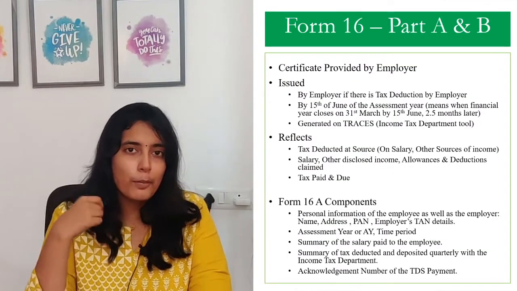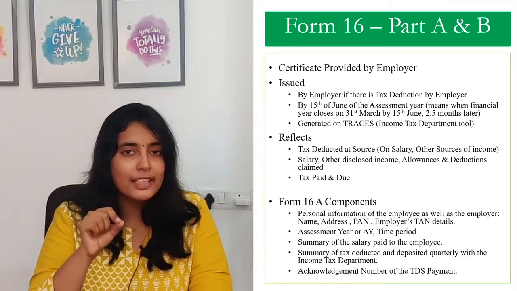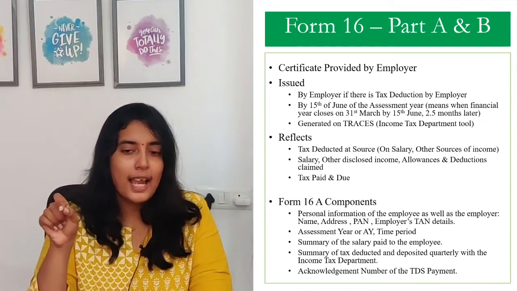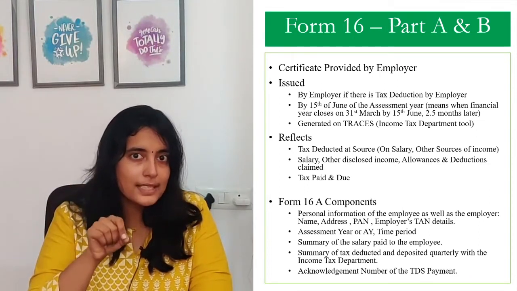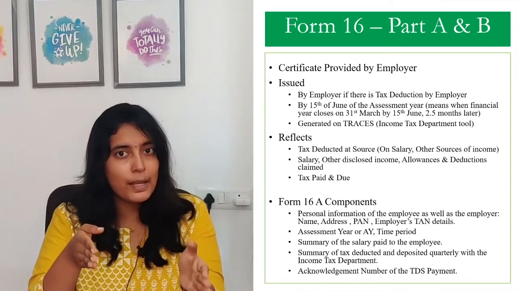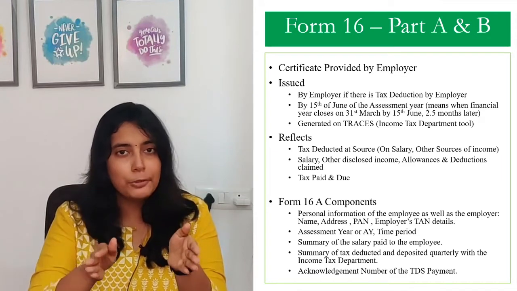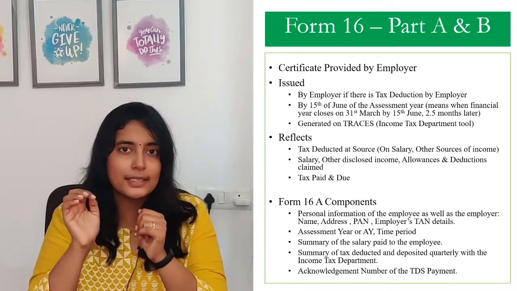Now let's talk about Form 16. Form 16 is issued by your company to you if they deducted tax on your salary, and they will issue this Form 16 by 15th of June every year. The financial year ends by March, and within 2.5 months they will issue this Form 16 which you can use to file your final income tax return.